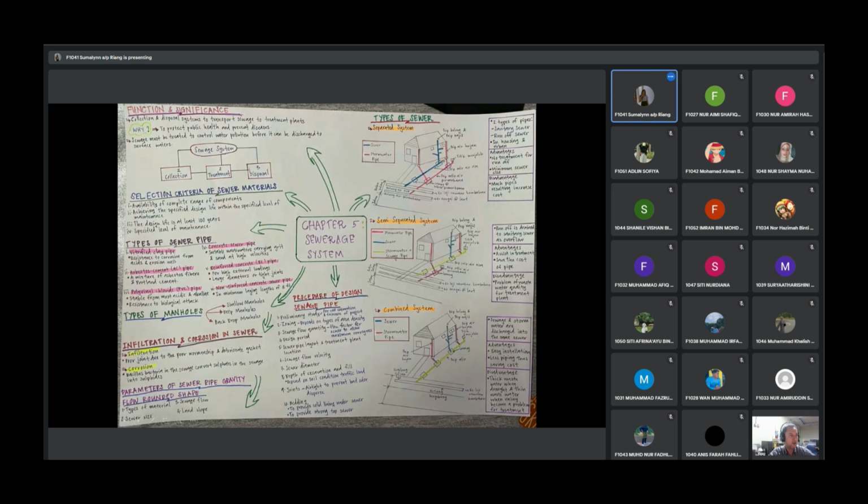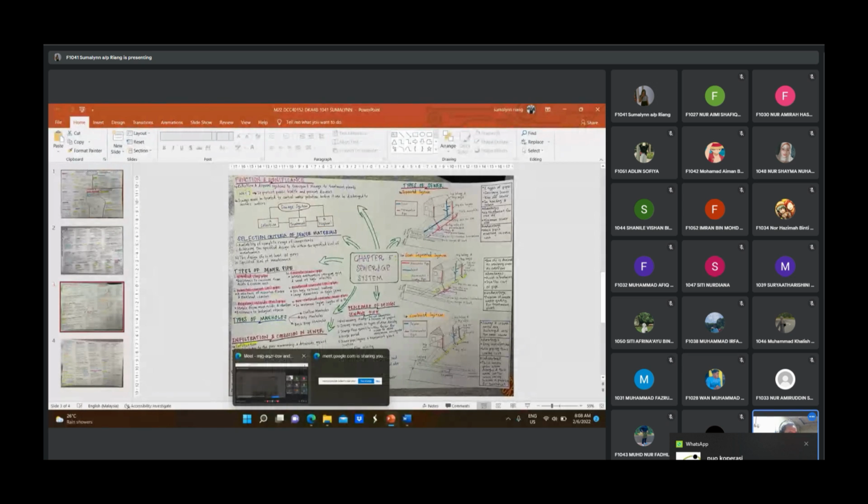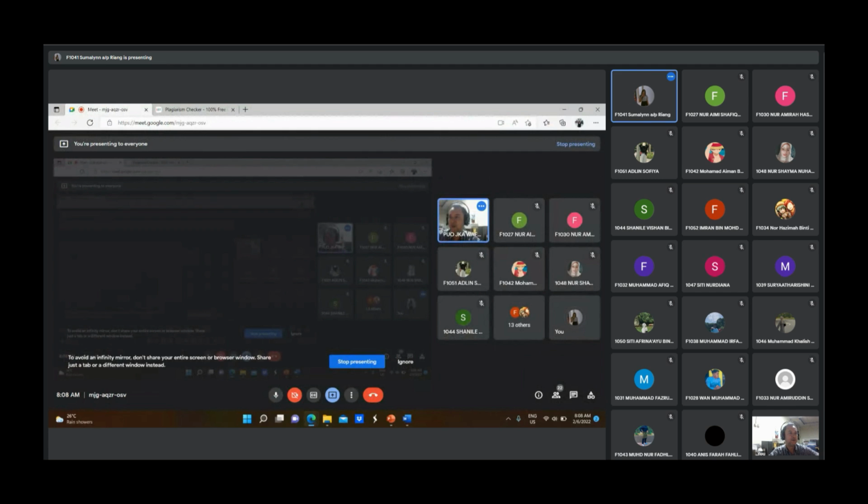Next, Sumalin, can you open your webcam? Oh sorry, open webcam. Kejap. Nampak? Okay, good. Okay.